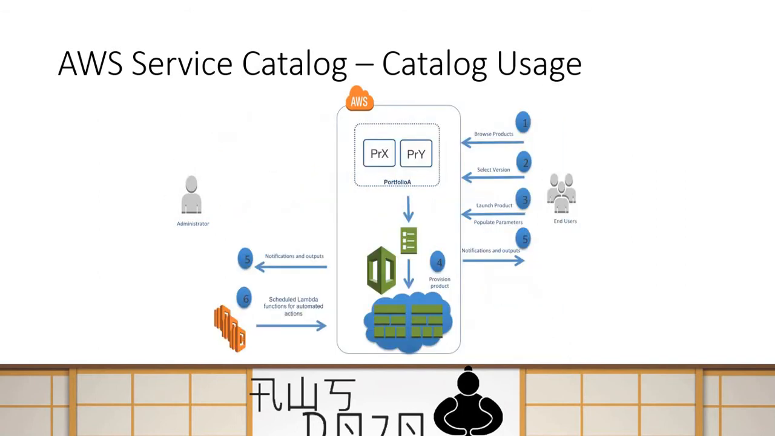Now, from the end user point of view, when you log in, you have been assigned a set of portfolios depending on who you are and which department you are from or what kind of services you want to use. And then when you go to AWS Service Catalog, you can see a list of products which you can launch. And all you do is simply launch the product.